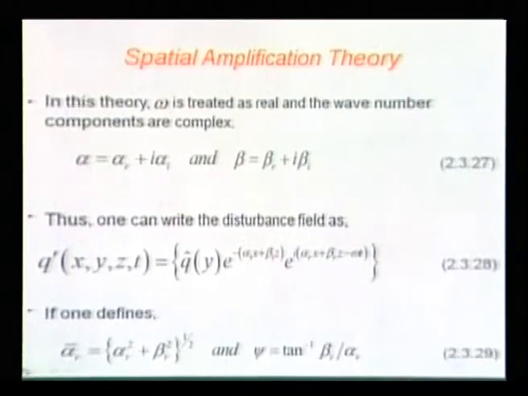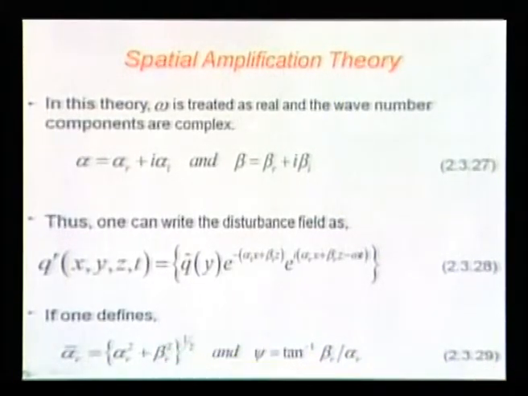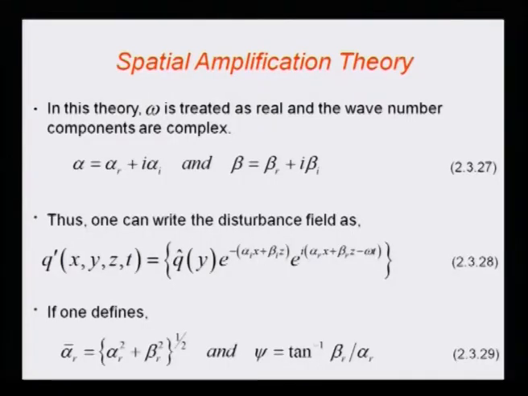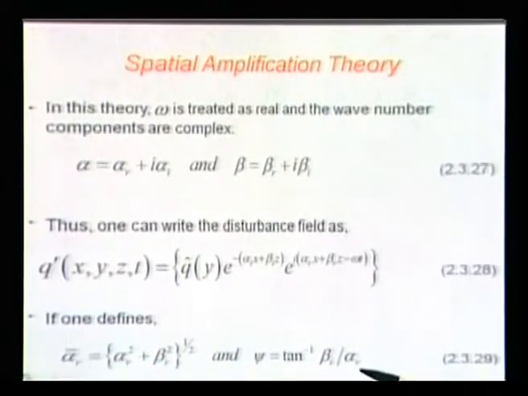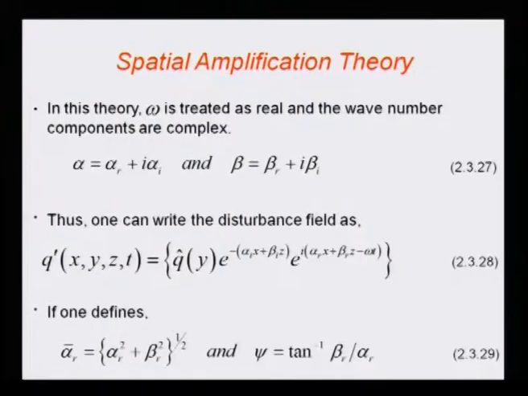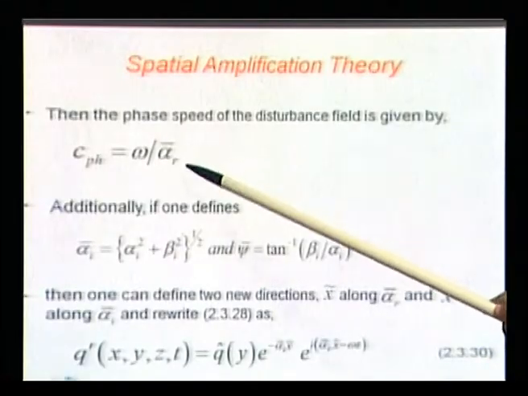Because of this complex nature of the wave number components, we can define a direction along which the phase propagates, and that is given by this alpha r bar. Amplitude is given here and the direction is given by the tan inverse of beta r by alpha r. Then we defined the phase speed as the circular frequency divided by the amplitude of the resultant phase vector, the wave number vector.